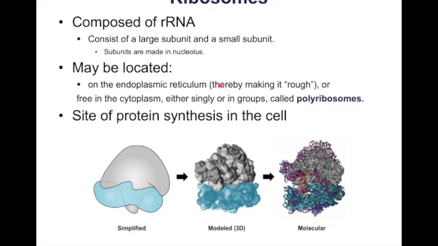They can be on the endoplasmic reticulum, the rough ER, which we'll talk about a little bit, or they can be free-floating in the cytoplasm. They can be by themselves, or we can group them together in polyribosomes. And of course, the really important thing is this is where protein is made. And so this is where the magic of the cell happens, so to speak.